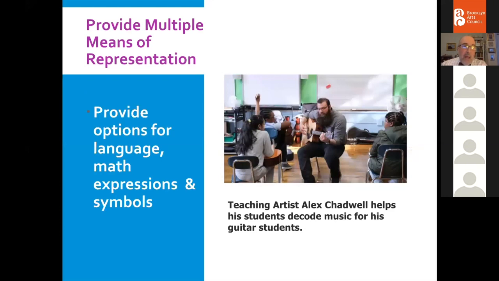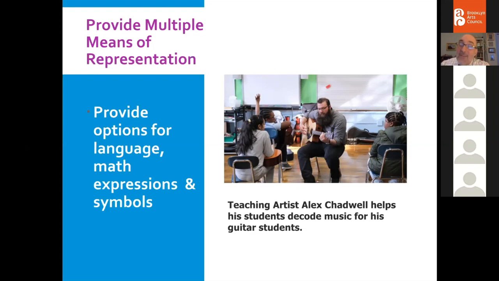The next guideline in representation is about options for language, math expressions, and symbols. This can relate to spoken language, such as English, French, Spanish, any language, and helping with syntax. But it can also refer to any type of code solving, decoding, that's what I'm thinking about.